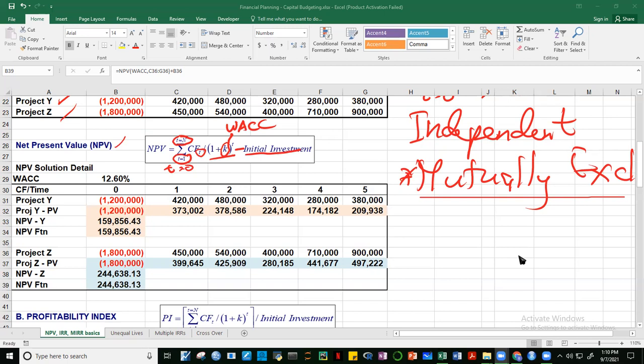Can you think of a scenario, guys? Any idea? Okay, both projects have positive NPV, like this one. They're independent projects, so it means we can choose both, but we will only choose one. What could be a situation like that, guys?